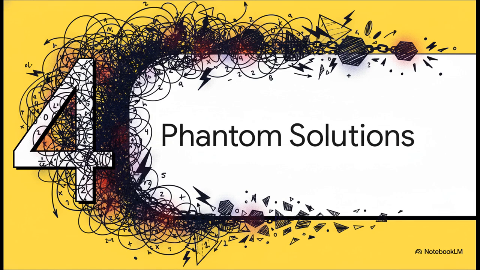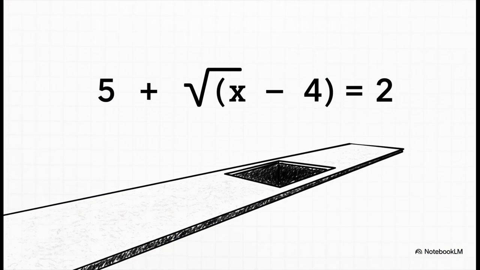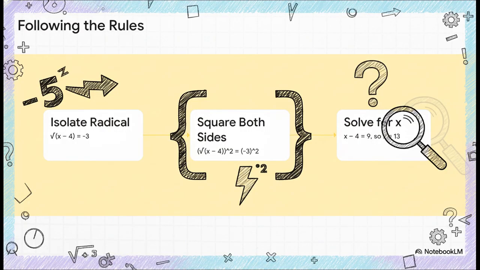All right, now, here is where our simple little puzzle takes a fascinating and kind of dangerous turn. The method we just used, as powerful as it is, has a bit of a dark side. Let's take this equation. I mean, it looks almost identical to the last one, right? We've got a radical, a couple of numbers, we know the process, so let's just follow the steps again. Okay, first, let's isolate the radical by subtracting 5 from both sides. That leaves us with the square root of x minus 4 equals negative 3.